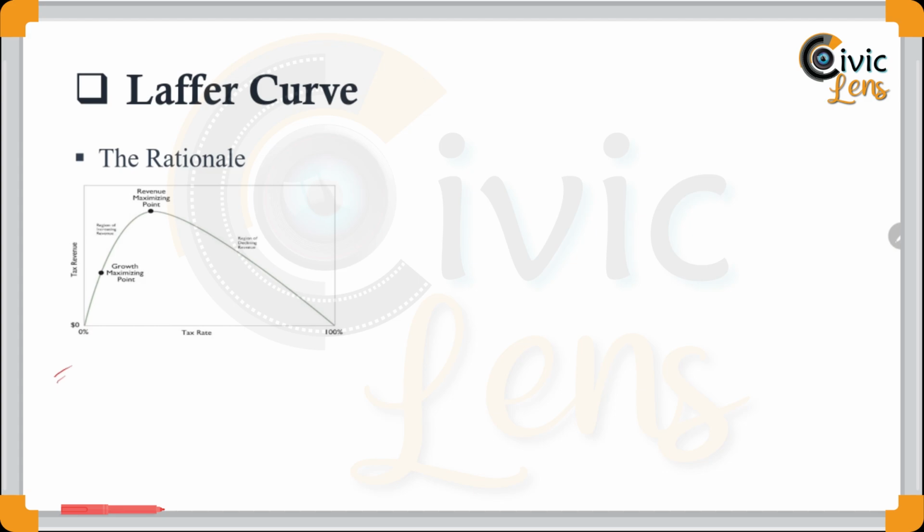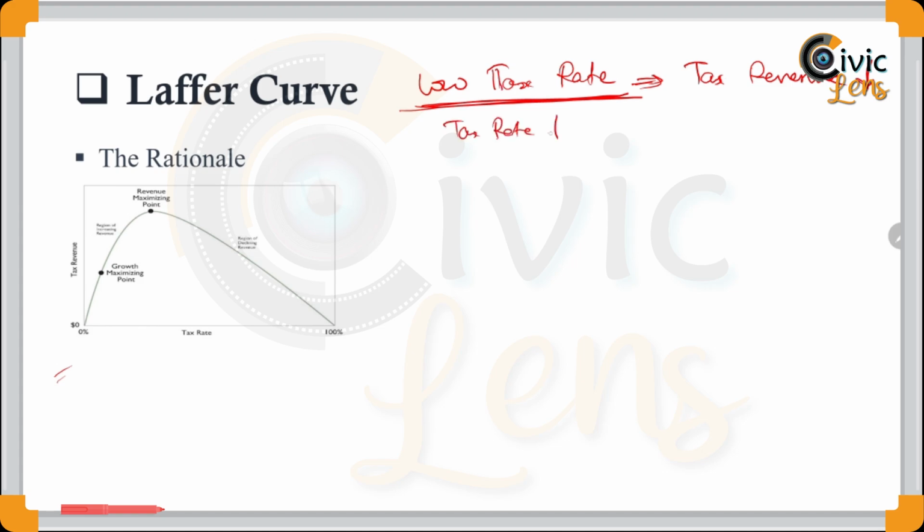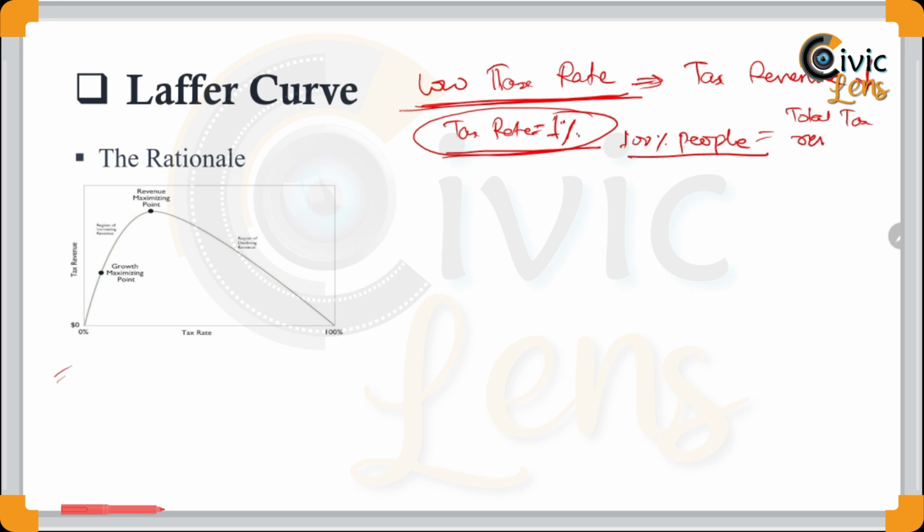So what is happening is that we saw that at a low tax rate, tax revenue is low, right? And this is basically obvious. Because when the tax rate itself is low, let's say the tax rate is just 1%, even if 100% of people pay the taxes, the tax rate itself is very low, just 1%. So obviously the total tax revenue collected will be low, right?